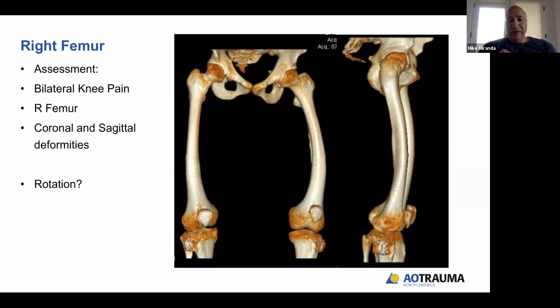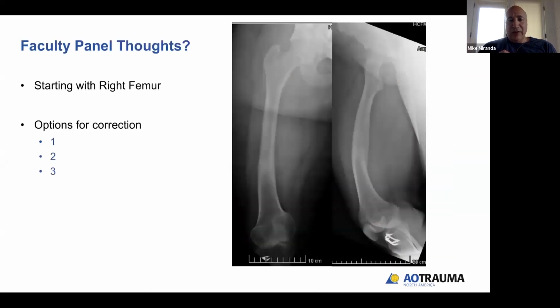With regard to the absolute correction, I would be thinking of fixing this with a nail after having done a clamshell osteotomy. I think that sort of cuts to the chase, and I'd be interested in hearing other folks talk about their other options. But that's at least what I would think about.